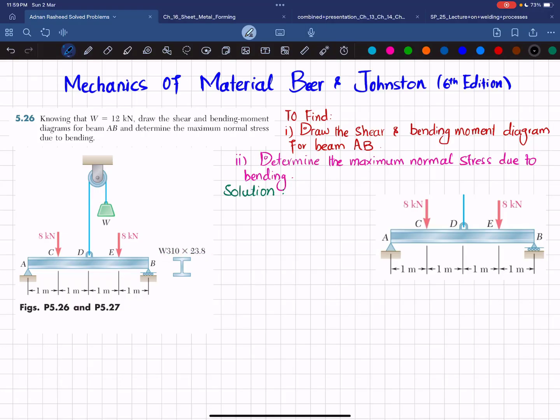So the first step is that if you remove this pin support at point A, you will have a vertical reaction force, which is AY, as well as a horizontal reaction force, which is AX. And similarly, if you remove this roller support at point B, you will replace it with a vertical reaction force, which will be BY. Clear? So we'll find this AX, AY, and BY by using equations of equilibrium.